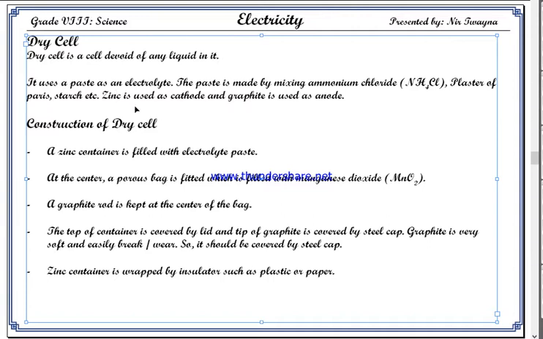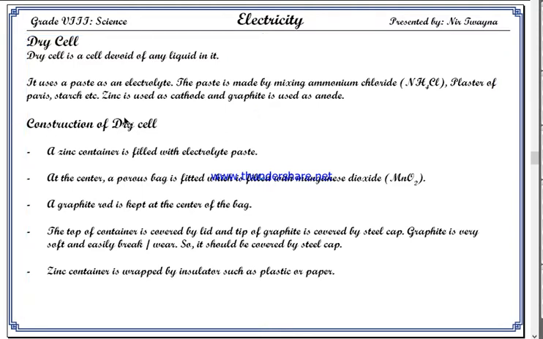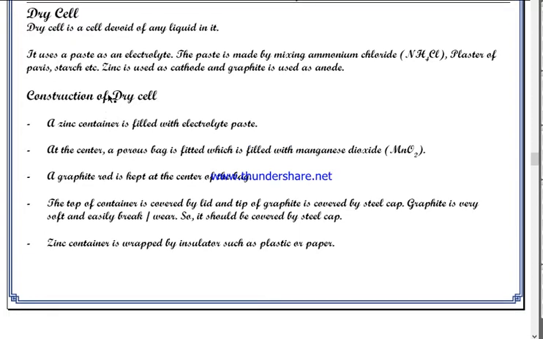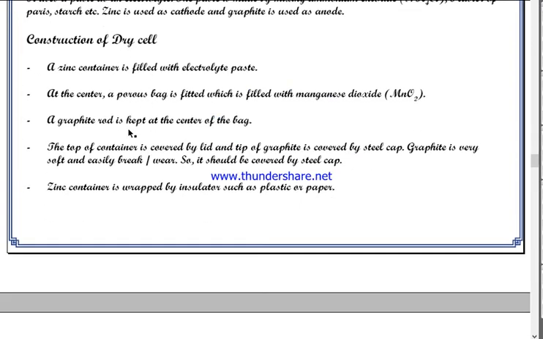Well, as an electrolyte, paste is used, and as an electrode, zinc and graphite are used. Okay, in case of simple cell, zinc is used as cathode and copper is used as anode. Yes, but in case of dry cell, cathode is the same, zinc is used as cathode, and as anode it uses graphite. Okay, understood? Okay, now let us go to construction of dry cell or structure of dry cell.